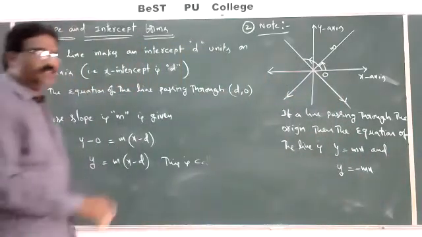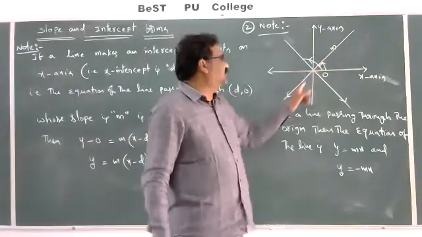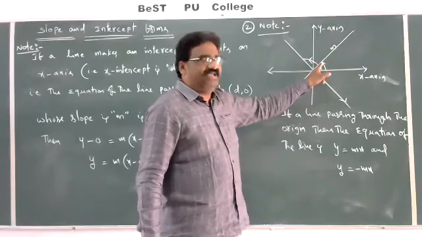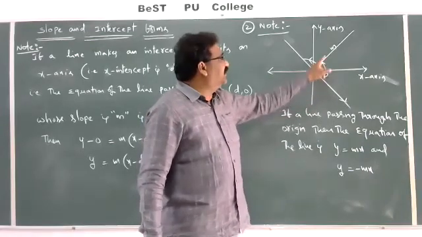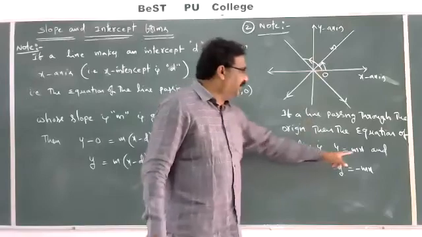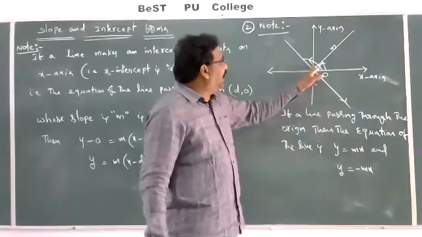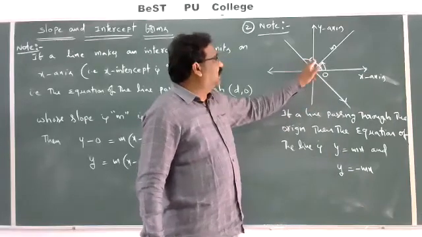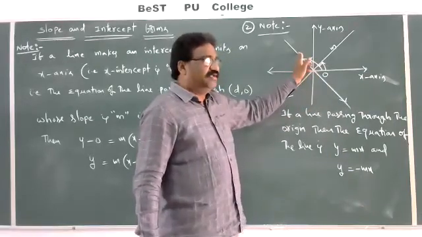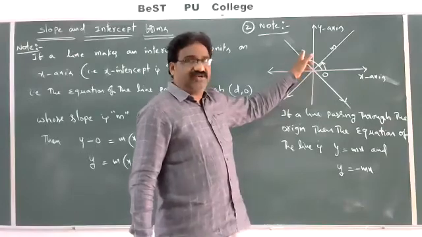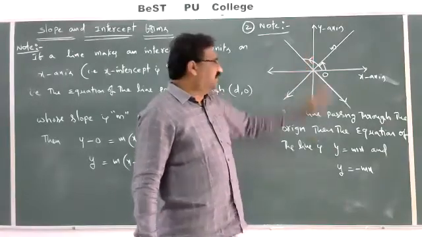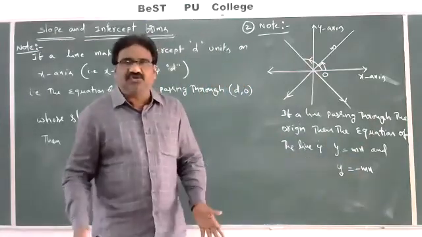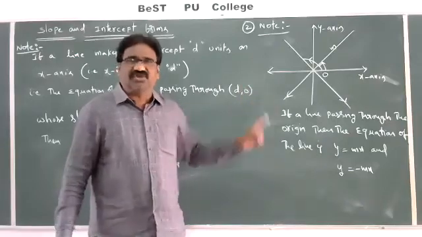Why? If the line lies in the first and third quadrant, that is, this is the angle of elevation. In the first quadrant, tan is positive, that's why slope m is positive. If the line lies in the second and fourth quadrant, that is above 90 degrees, that is second quadrant. In the second quadrant, tan theta is negative, that's why slope is negative, y is equal to minus mx.